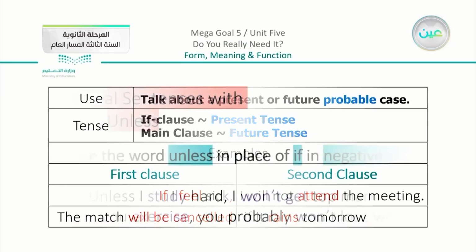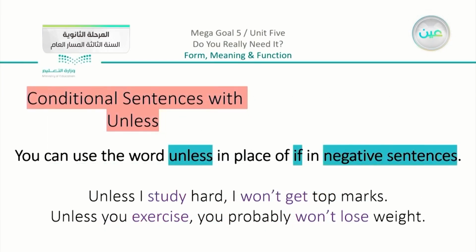Now also we have something else. As we used when with the zero conditional, here I can use conditional sentences with unless. You can use the word unless in place of if, but put in mind they have to be in negative sentences. So the same idea, I can replace, but I have to make sure if I am using unless that there is a negative meaning in the sentence.